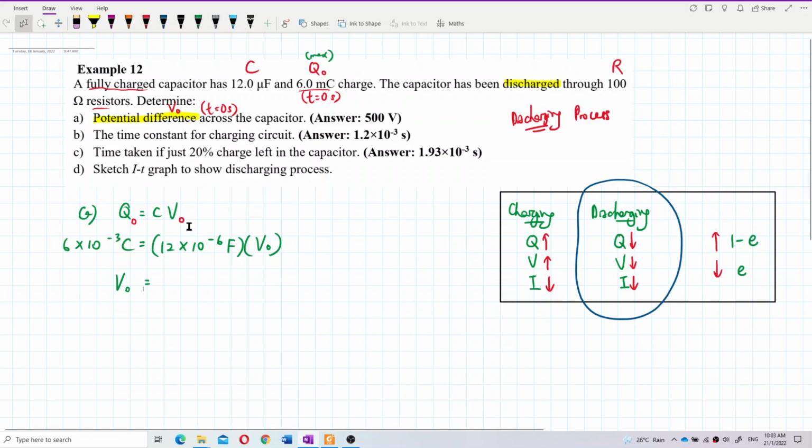V naught and Q naught both mean the maximum value. It doesn't mean the initial value; it's the maximum charge and maximum voltage. You should think that way: Q naught is actually the maximum value, not the initial value. Okay, so let's calculate: 6 exponent negative 3 divided by 12 exponent negative 6.